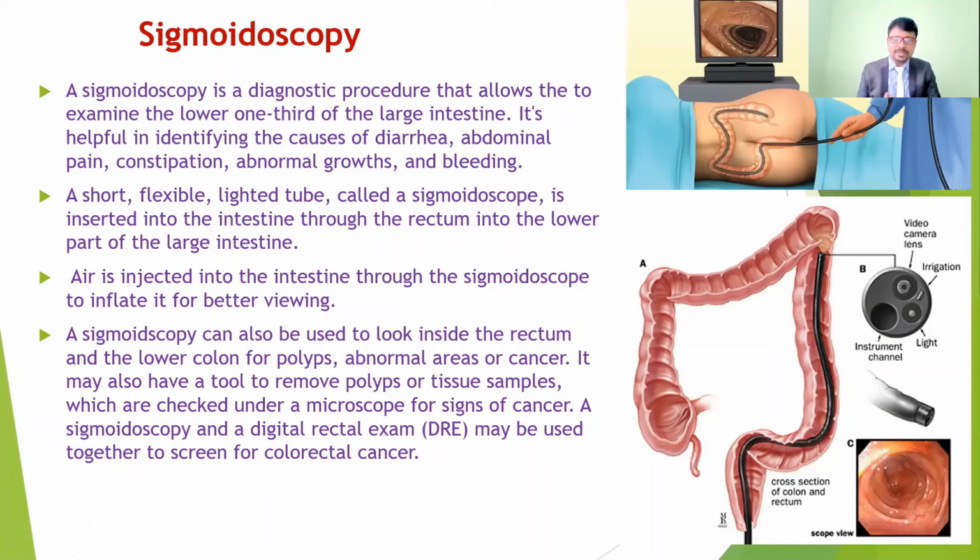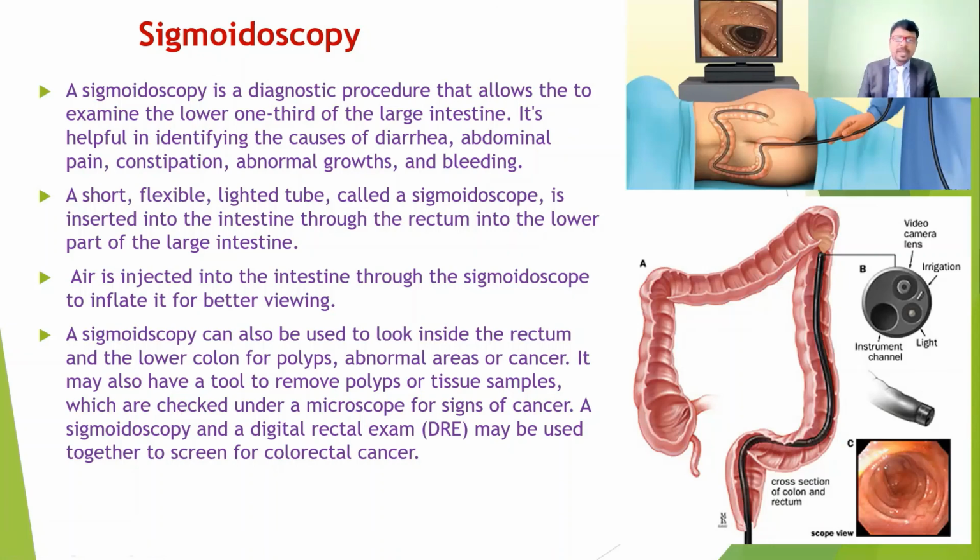Because of this, it bulges and gives clearer information. The sigmoidoscope can also be used to look inside the rectum and lower colon for polyps, any abnormal growth or abnormal area, or any cancers. It may also have a tool to remove the polyps. Polyps mean any extra growth or abnormal tissue formation. And if we want to take samples for biopsies, we can take some samples through the sigmoidoscopy.